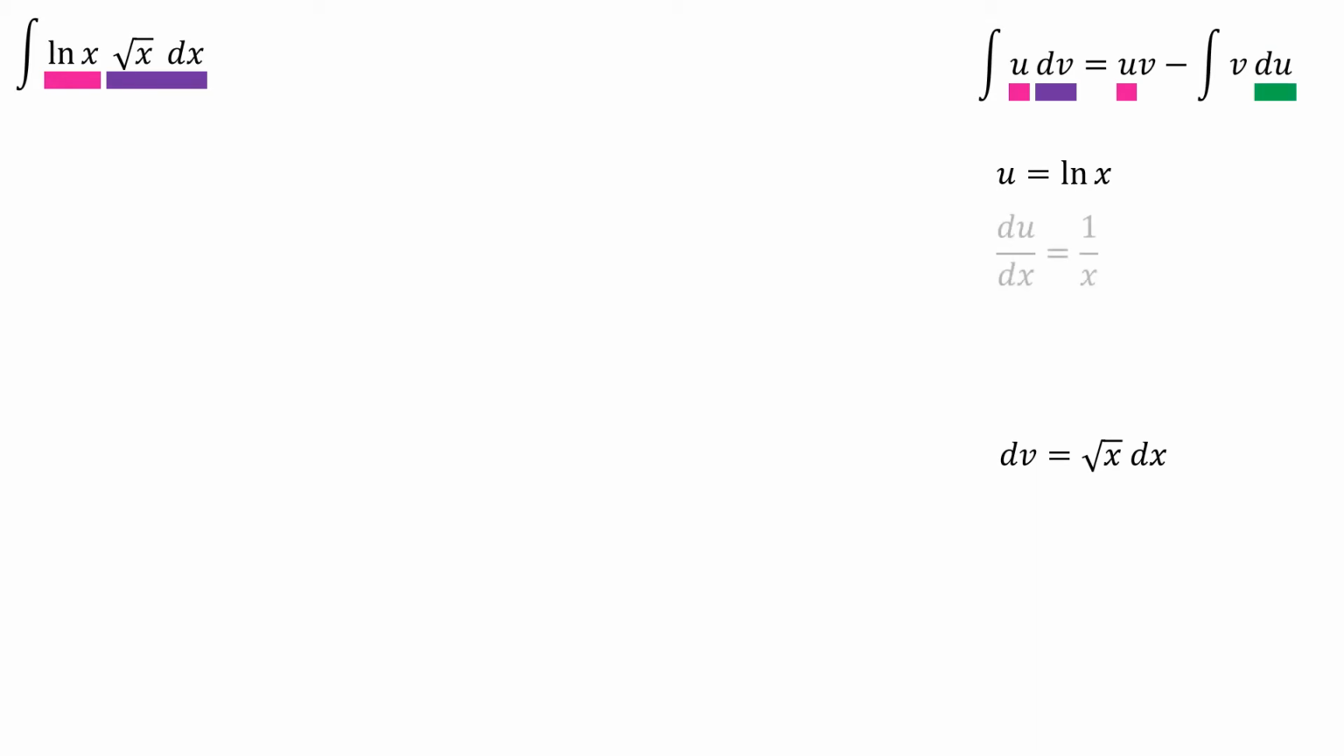Well, let's take the derivative of u with respect to x. Because if I take the derivative of natural log of x, I just get 1 over x. And so I can multiply both sides by dx, and du is 1 over x dx. Okay, now it looks like I still need v. All right, there's two places in that equation that request a v.